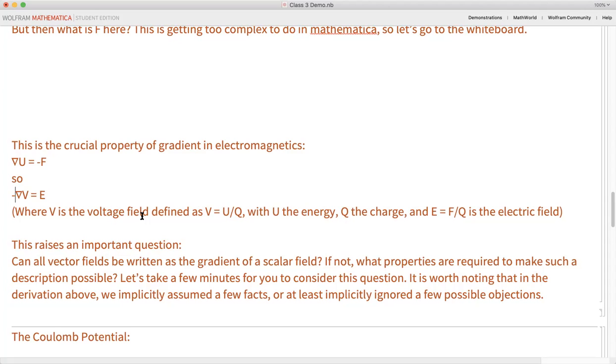But this actually brings up a very important question, right? Because now we've got this idea of this force-energy equivalence going on. So can all vector fields be written as the gradient of a scalar field? If not, what properties are required to make such a description possible? And I did say take a few minutes to consider that question among yourselves.